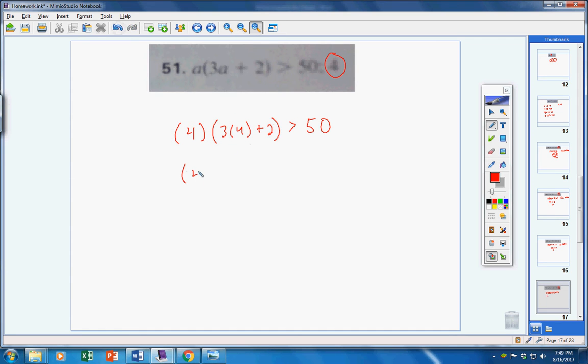So let's simplify this parentheses down to one number. 3 times 4 is 12. 12 plus 2 is 14. There we go. And now, do your multiplication. 4 times 14 is 56. So 56 is greater than 50. Is that true or is that false? Well, that's true. 56 is bigger than 50. So 4 is a solution to the given inequality.